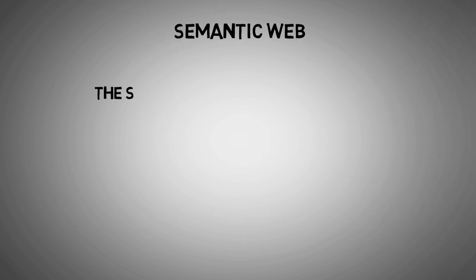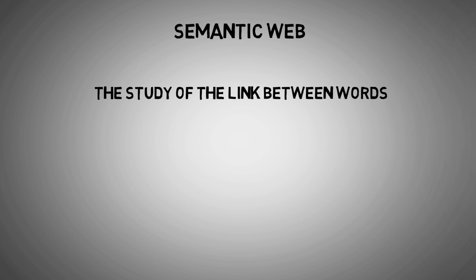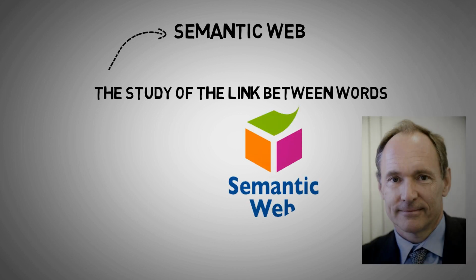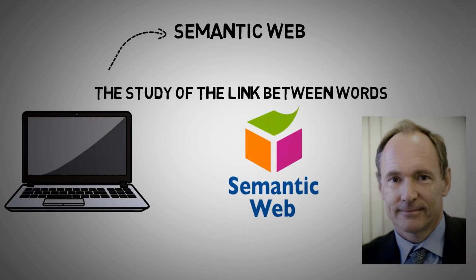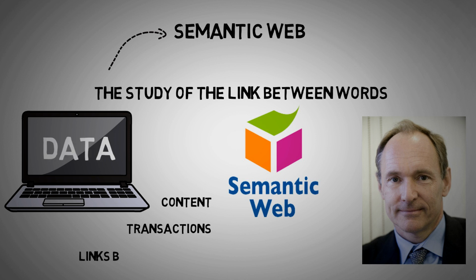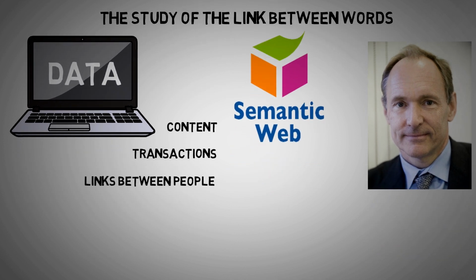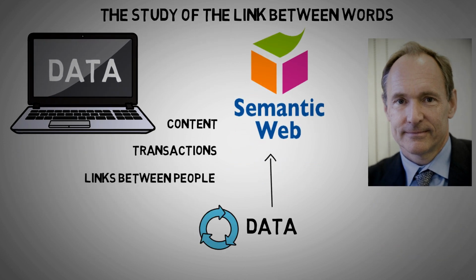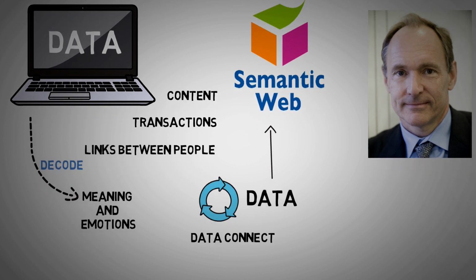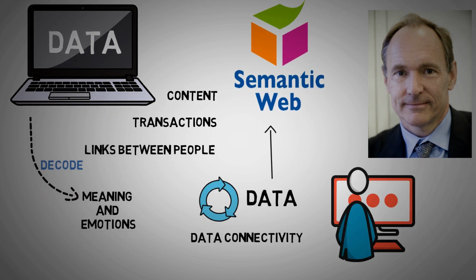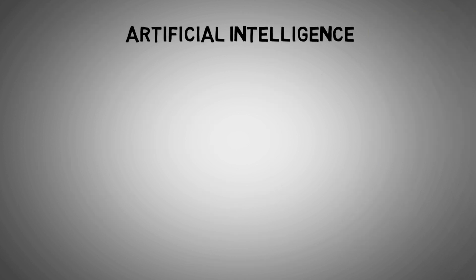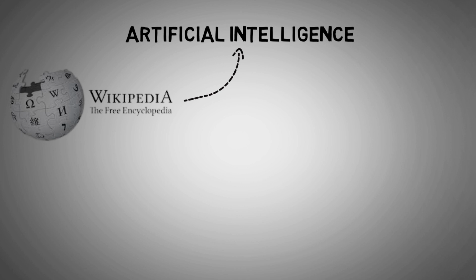Semantic web. The study of the link between words is known as semantics. According to Berners-Lee, the semantic web allows computers to evaluate large amounts of data from the web, such as content, transactions, and links between people. By analyzing data and applying semantics to the web, machines will be able to decode meaning and emotions. As a result of the improved data connectivity, internet users will enjoy a better experience. Artificial intelligence. According to Wikipedia, artificial intelligence (AI) is intelligence displayed by machines.